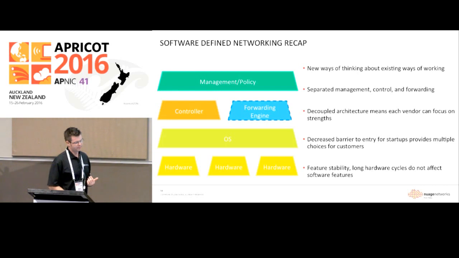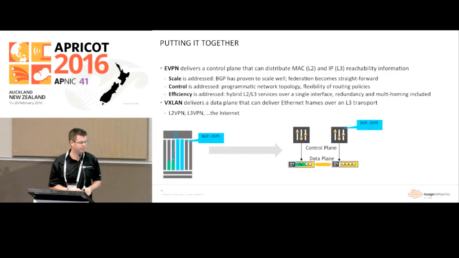So how does it work? I don't need to spend a lot of time here, but a quick recap. In an SDN environment, we separate out the management and policy layer, the controller and forwarding engine, the operating system, and the hardware. This allows us to abstract things, and in some cases to swap out different modules, use different controllers, different forwarding engines, different hardware, or run on different operating systems. Putting it together, I've picked a couple of technologies. Obviously, I'm intimately familiar with one vendor's implementation, but you could mix and match here.